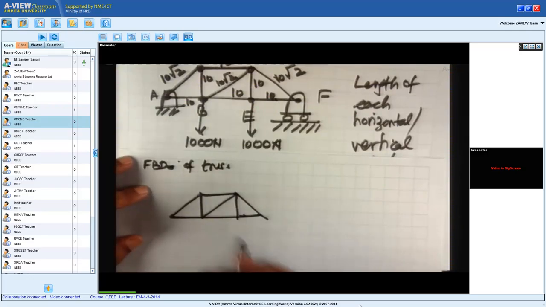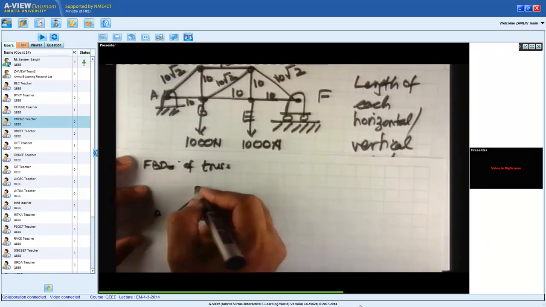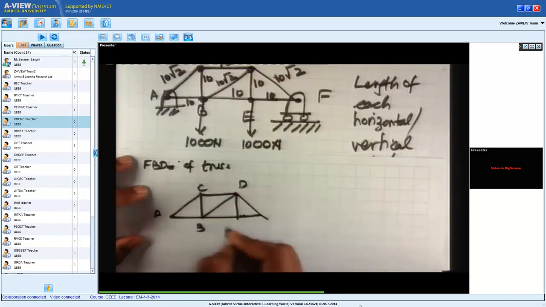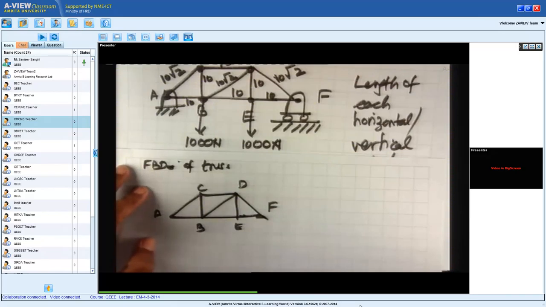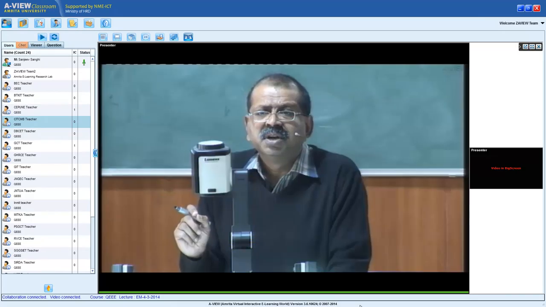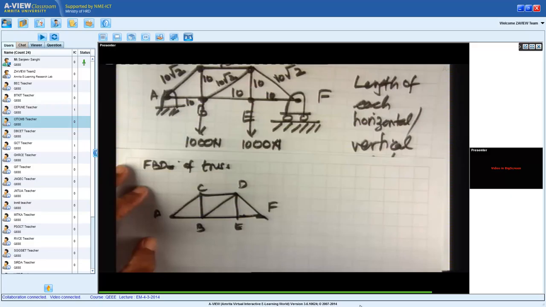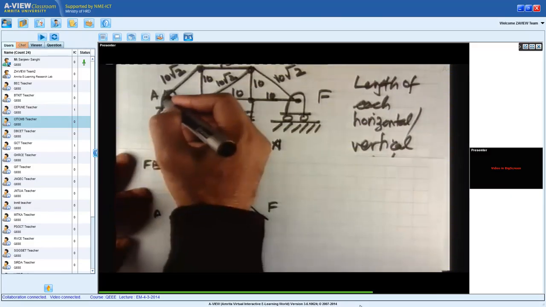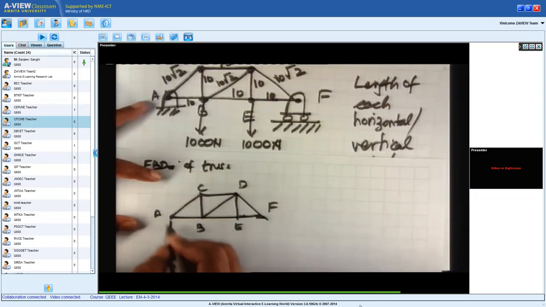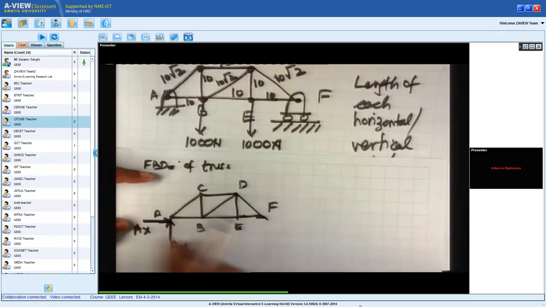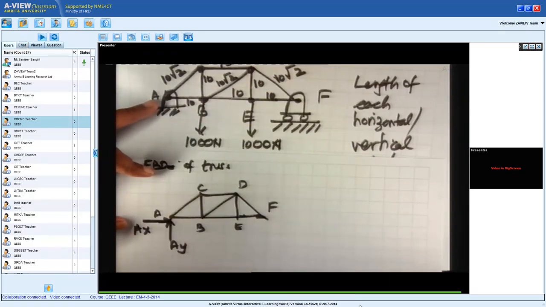This is the truss. I have points A, B, C, D, E, F. Now in this free body diagram, because I am drawing the free body diagram of the truss, I have to only show external forces. Now, what is happening at point A? Point A is connected to the ground with a pin. So that means from the ground, I will get Ay and Ax. These are the two external forces which will come on point A.